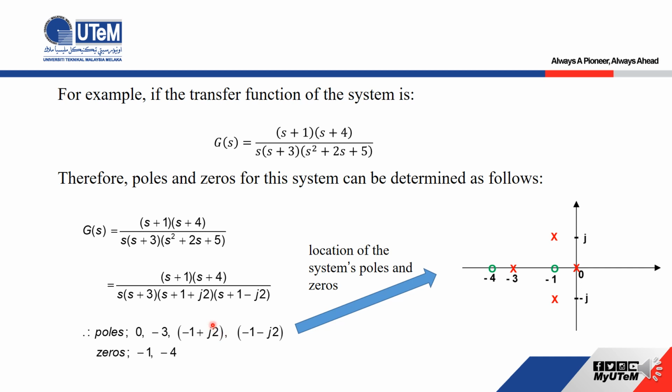Also the same for zeros, they can be determined by taking this numerator part equal to 0. So by solving this equal to 0, we get the zeros at -1 and -4. So next, the locations of poles and zeros can be plotted on the s-plane as indicated in this figure. So this one represents poles, and this one and also this one represent zeros.